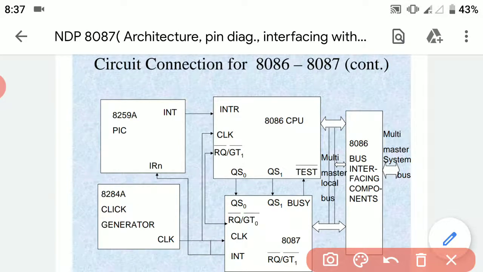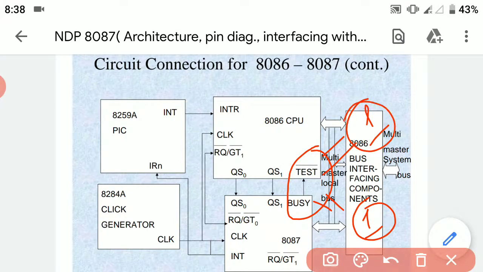Now we will see the interconnections between the 8086 processor and the 8087. This is the connection of the TEST pin of 8086 with the BUSY pin of 8087. As we have just discussed, when any function is performed by the 8087, the BUSY pin is activated by the 8087, and at that time the TEST pin is deactivated, as it is deactivated when there is a digital 0 and digital 1.